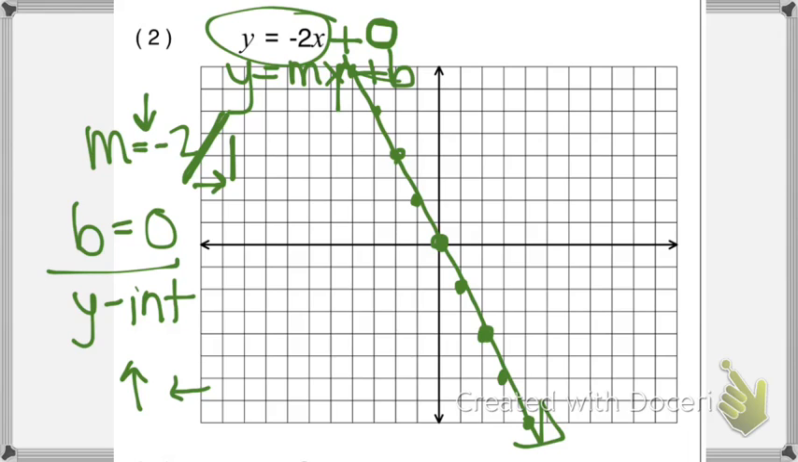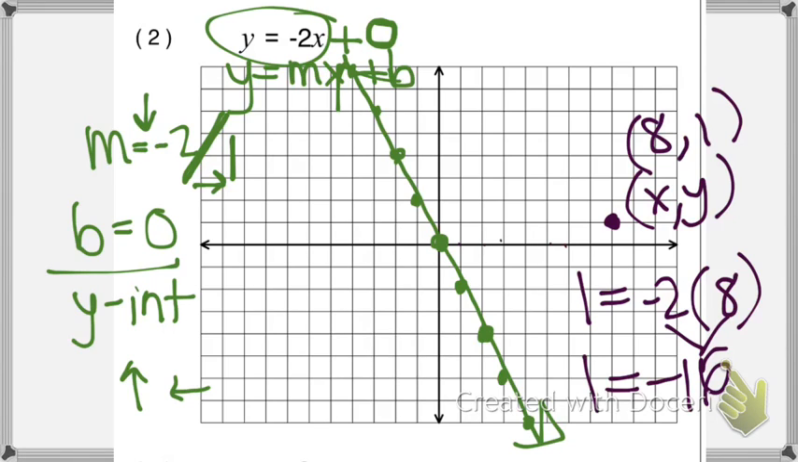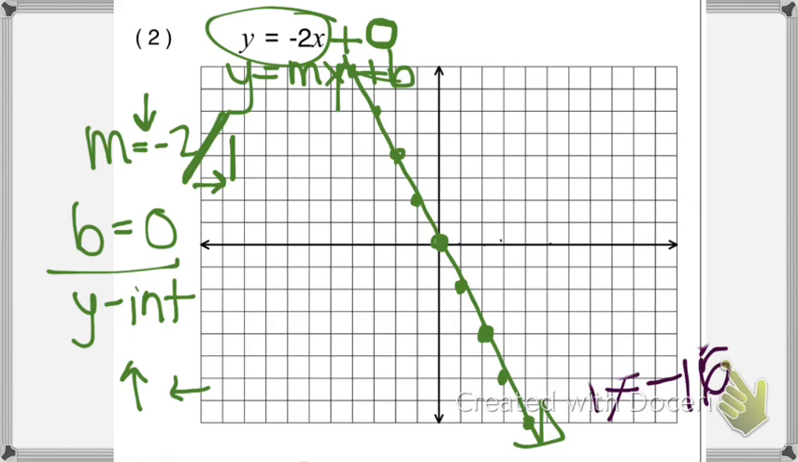However, if it's not on the line, so if I pick a point out here, that x and that y value is not going to work when I plug them in. So 1, 2, 3, 4, 5, 6, 7, 8, this is 8, 1. When I plug in a 1 for y, and I plug in an 8 for x, notice that this is -16, and that is not equal to 1. So any point not on the line is not a solution to that equation.